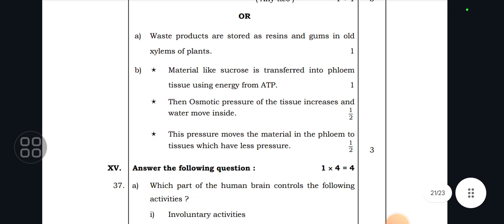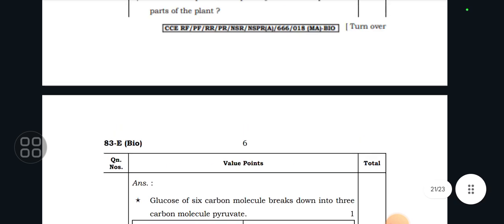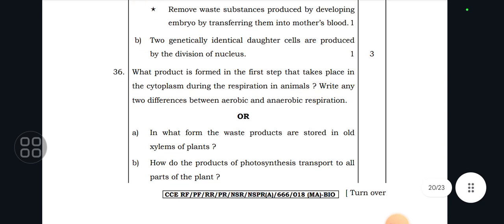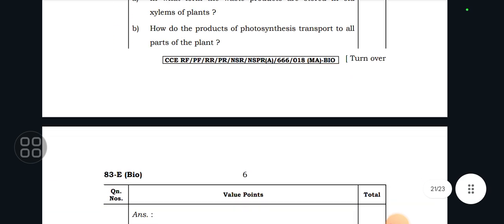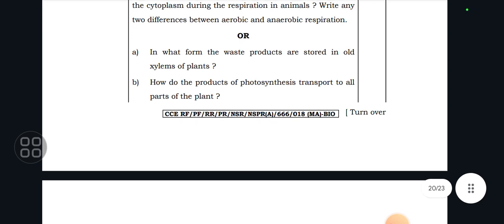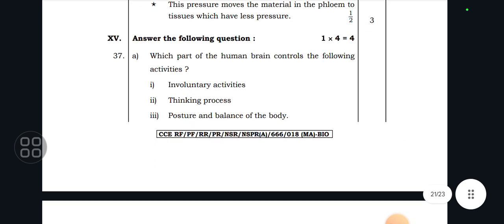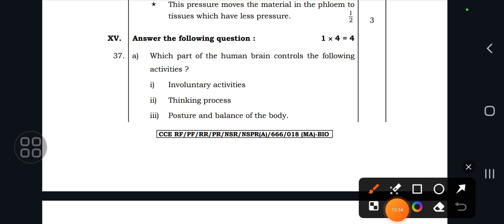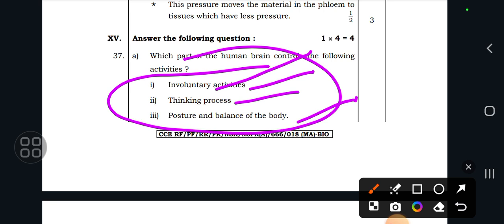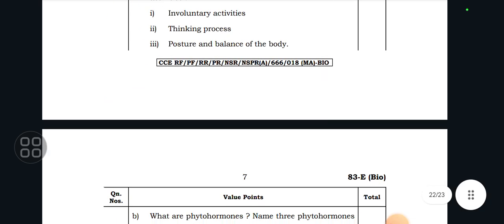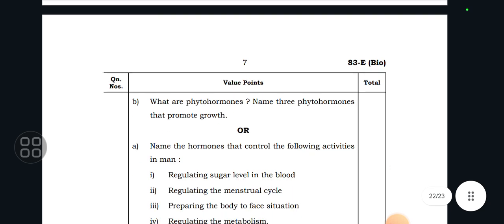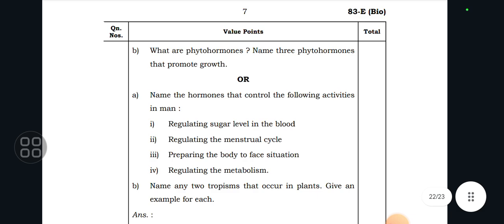Going to the next question, which is OR, and the question is above here. This is the question. The OR question is below, A and B. These are 4 marks. Brain controls the following activities. You should know it with the diagram. You should also be perfect with each function of the brain parts. Not only studying the diagram, you should be perfect with each part of the diagram: what are the functions, and what they perform in the body.